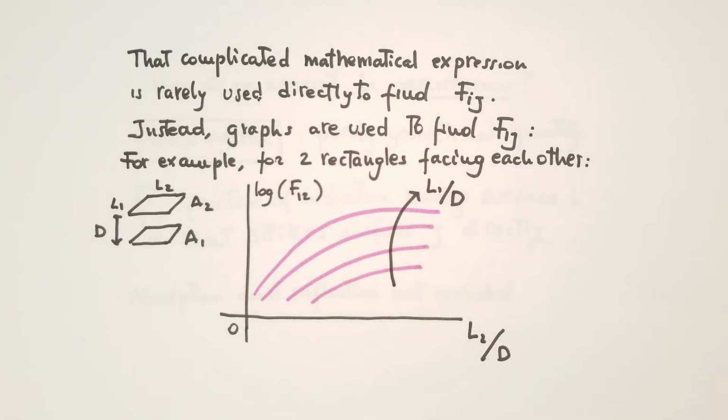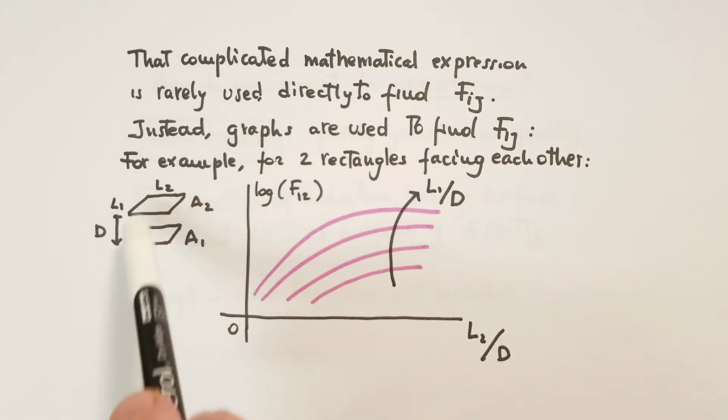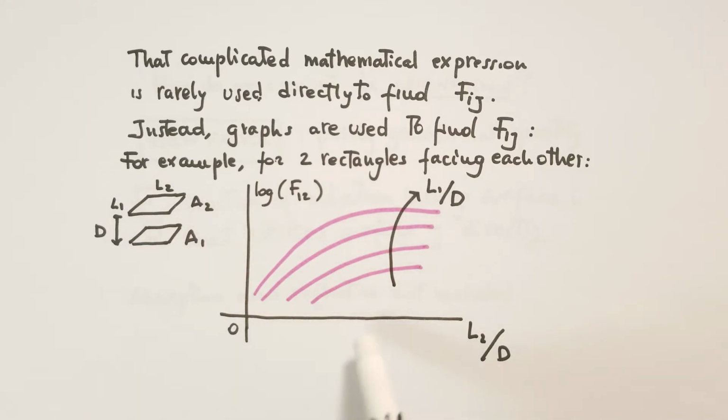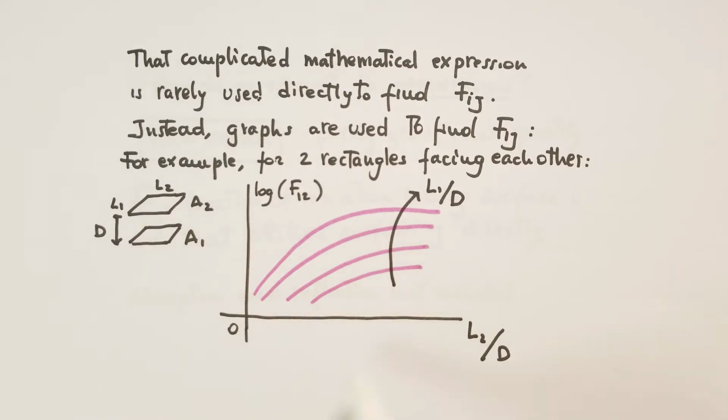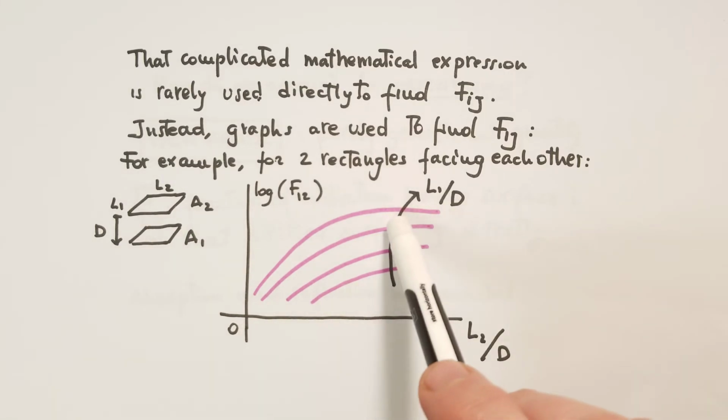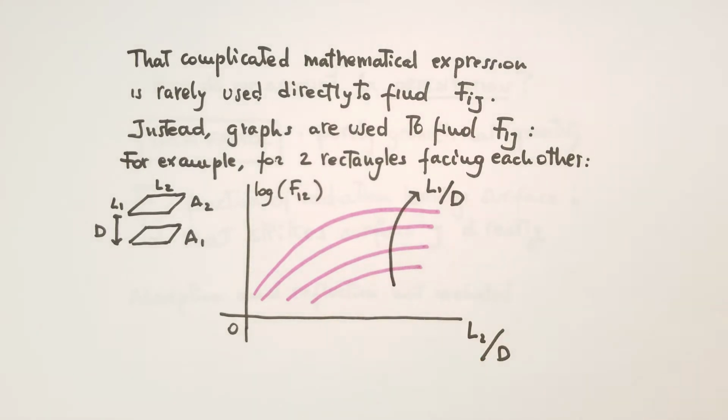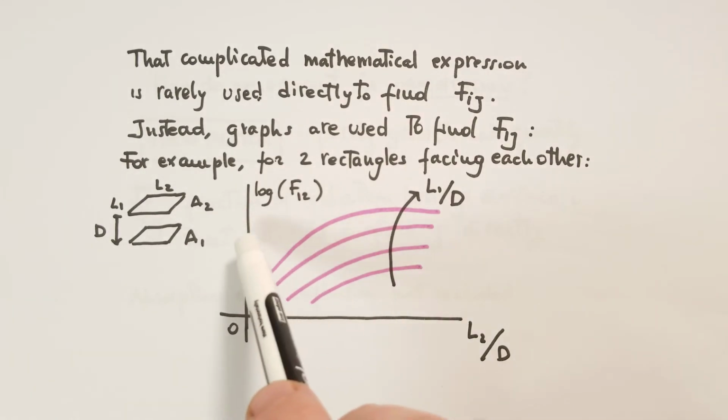A typical graph for view factors is in this form. On the x-axis we have, for example, in this case, the length L2 of one of the rectangles indicated here, and D is the distance between these two plates. We know the value on the x-axis, and we move up and we stop on the pink line of interest. The pink line refers to the ratio between L1, that's the other dimension of the rectangle, divided by the distance D. Once we know this value, we stop on the pink line of interest, we move left, and we find the view factor F12.